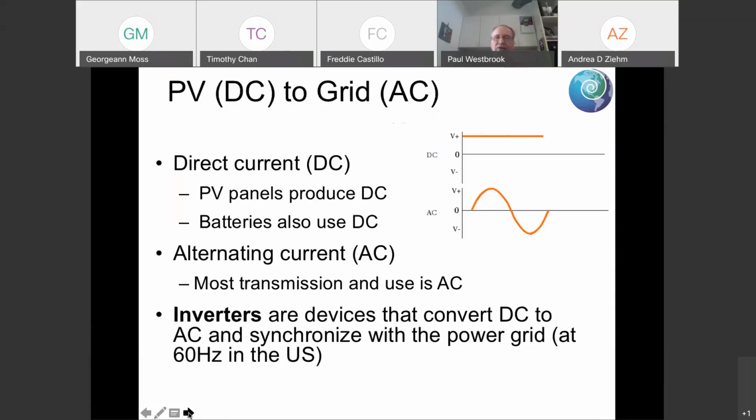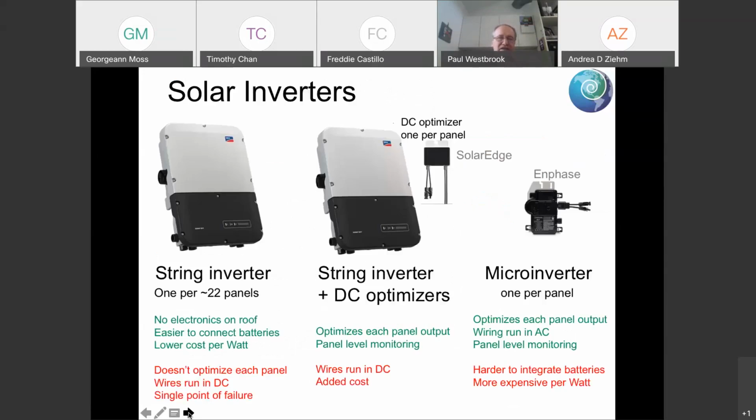So how do you get from direct current to alternating? There's a device called an inverter. And that will both turn DC into AC and then also synchronize with the electrical grid. You can't put a waveform onto the grid that's not in sync with it. So these inverters have a few different functions.